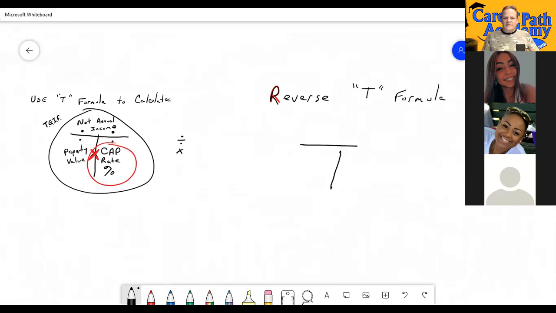It looks exactly the same. It's a T. You've got the division symbol here. You divide down, multiply across, works the same way. Except on the top, you're going to put the large number, which is the value of the property.